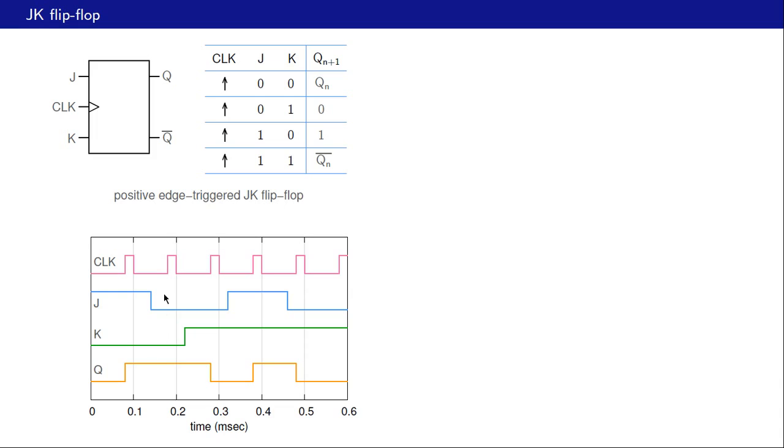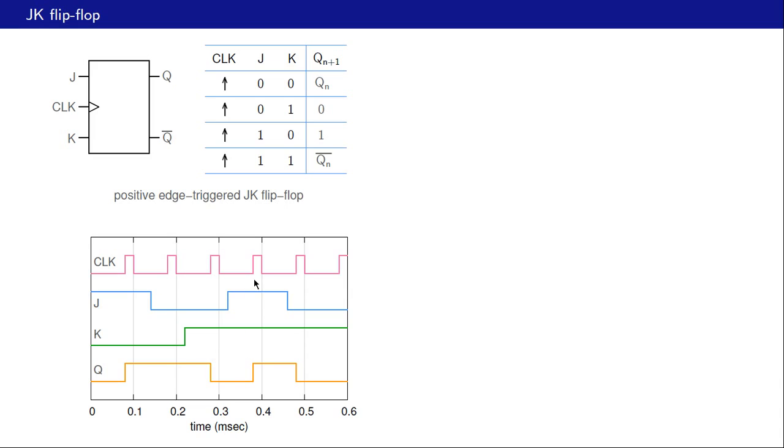Next change will happen at this active edge. And just before that, J is 0, K is 0, and in that case Qn plus 1 remains equal to Qn, so therefore this Q equal to 1 will continue until we come to the next clock edge, the active edge. At that point, or just before that active edge, we have J equal to 0, K equal to 1, and then we expect Qn plus 1 to become 0, and that is what we see here.